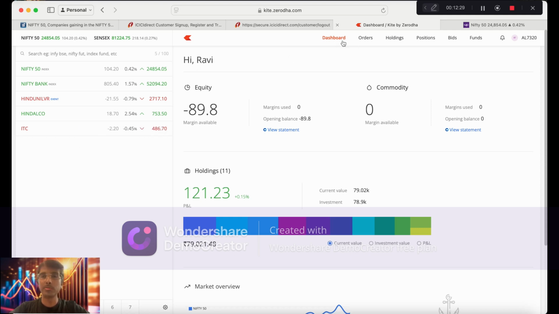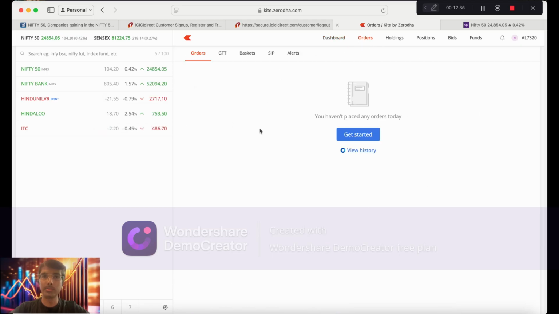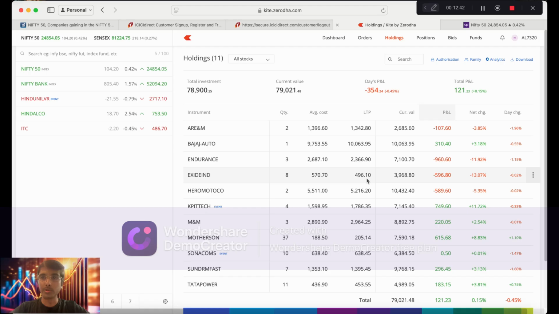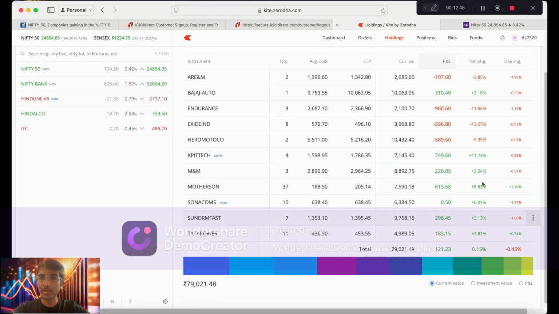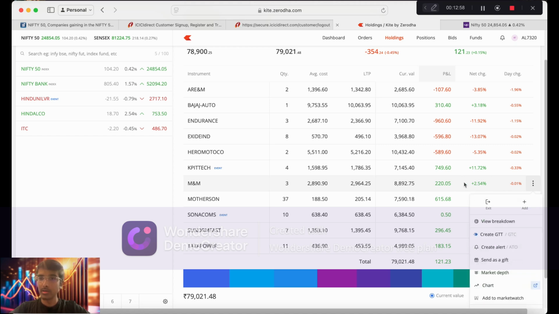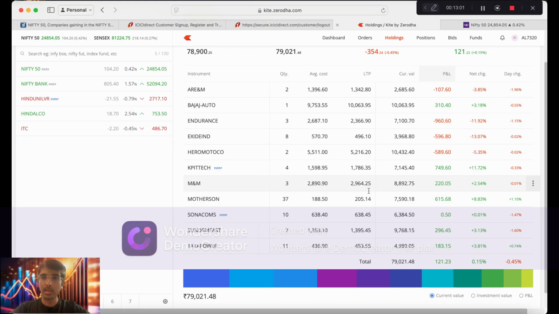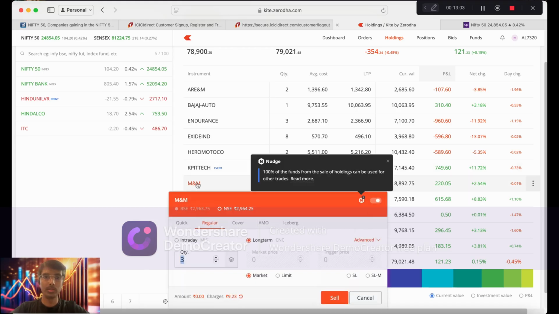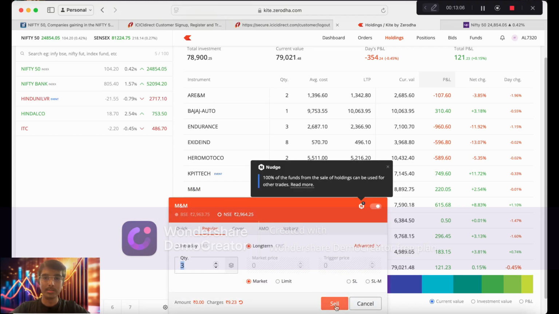See, we have options: dashboard, orders. Once you click buy, this buy order will come to this page, and it will go to execute. Once it is executed, it will come to a holding position. See, these are our earlier holding positions. I will take M and M, which I have taken for the sample. M and M stocks. Here you click on the M&M options. Then go for sell.